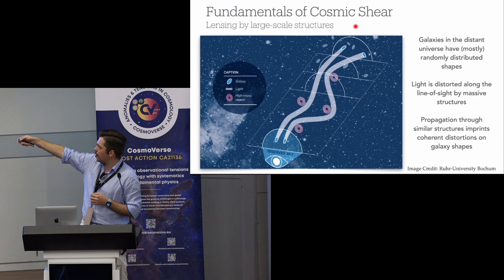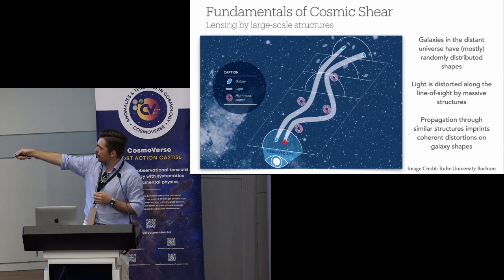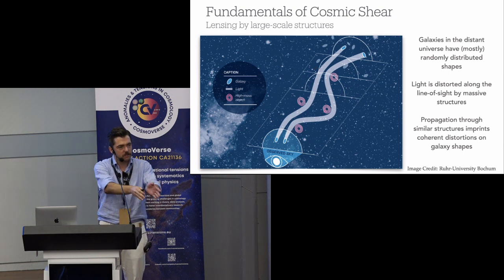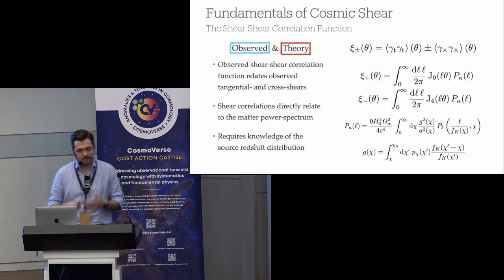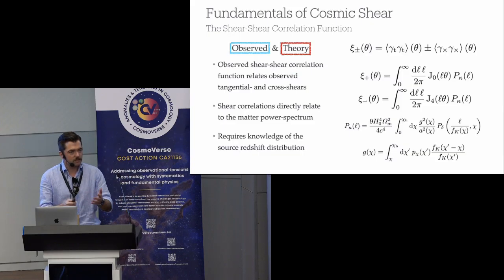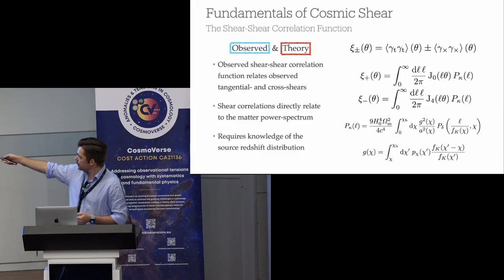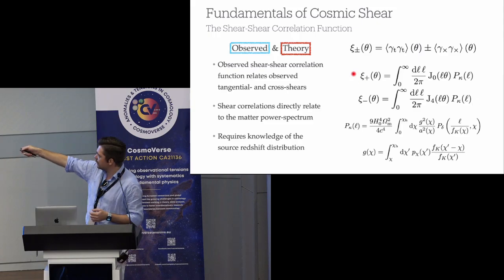And so the initially uncorrelated shapes of these galaxies end up correlated by the passage of light through these common structures. And that passage of light, or that measurement of common structure, is the thing that we call cosmic shear.